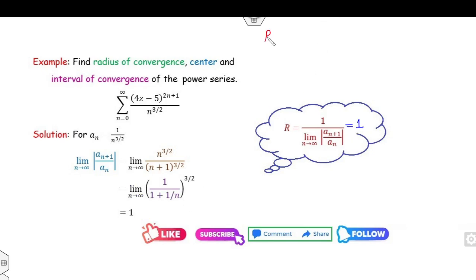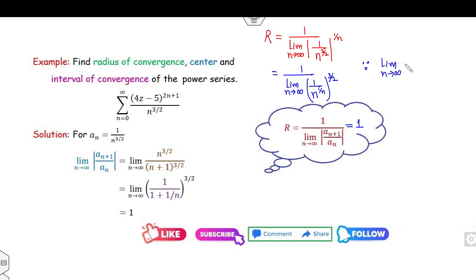Otherwise, you can also use the second formula, that is the limit n approaches infinity of a_n to the power 1 over n, where a_n is 1 over n raised to power 3 by 2. I can write this value as well. Limit n approaches infinity, 1 over n raised to power 1 over n, all raised to power 3 over 2. Now since we all know limit n approaches infinity, n raised to power 1 over n is 1 always.